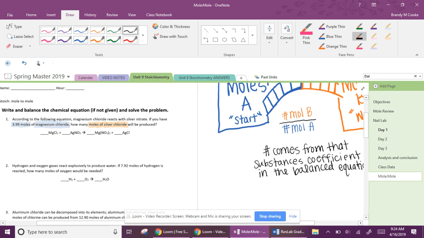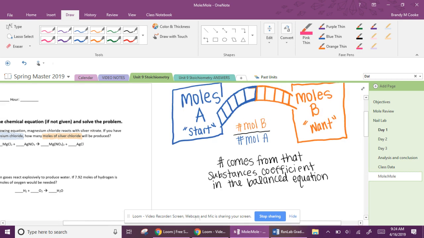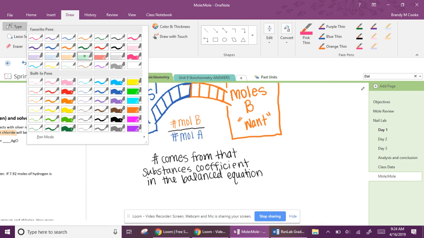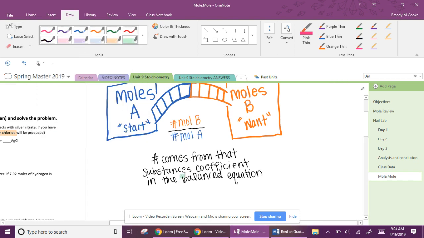You'll notice that we have some chemical reactions, and we've never had those before because we haven't needed them. You cannot cross the mole bridge without having the balanced chemical equation. Let me just get a highlighter out here. So the ratio, these numbers, these values, come from the coefficients in the balanced chemical equation. So you cannot do stoichiometry. You cannot cross the mole bridge without having the balanced equation, because that's where these numbers come from.